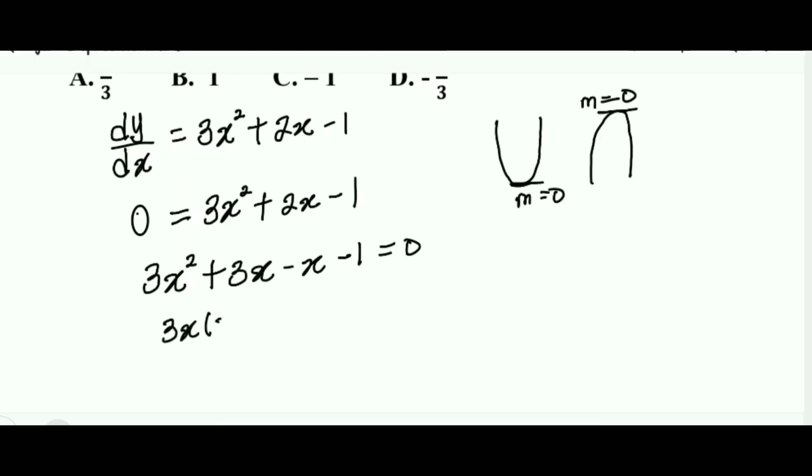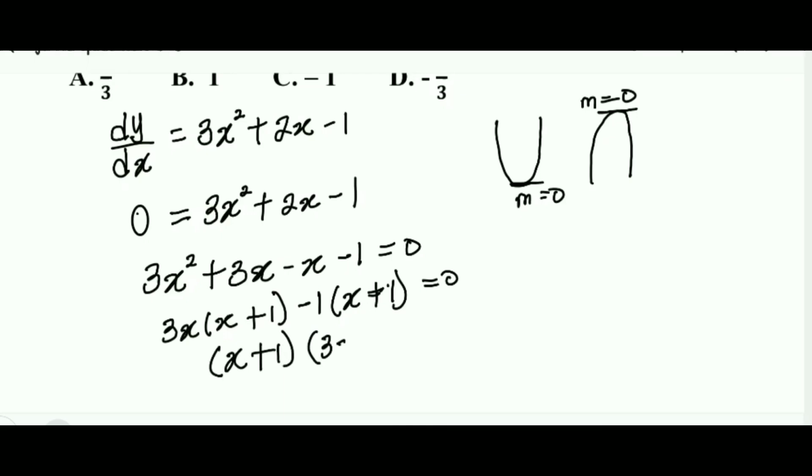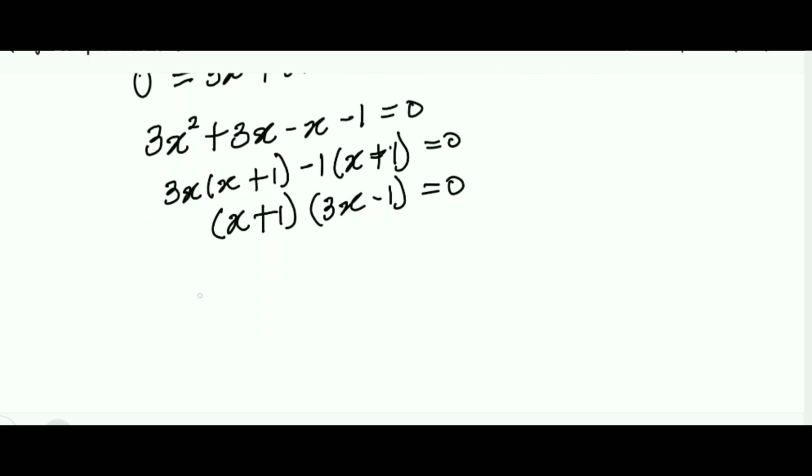So when you factorize this by grouping, I would have an expression like this. This is minus 1 into x plus 1 equals 0. So my two factors are x plus 1 and 3x minus 1 equals 0. So the values of x equal minus 1 or x equals plus 1 over 3. Now you need to pay attention to this. This has given us the value of x at the turning point.